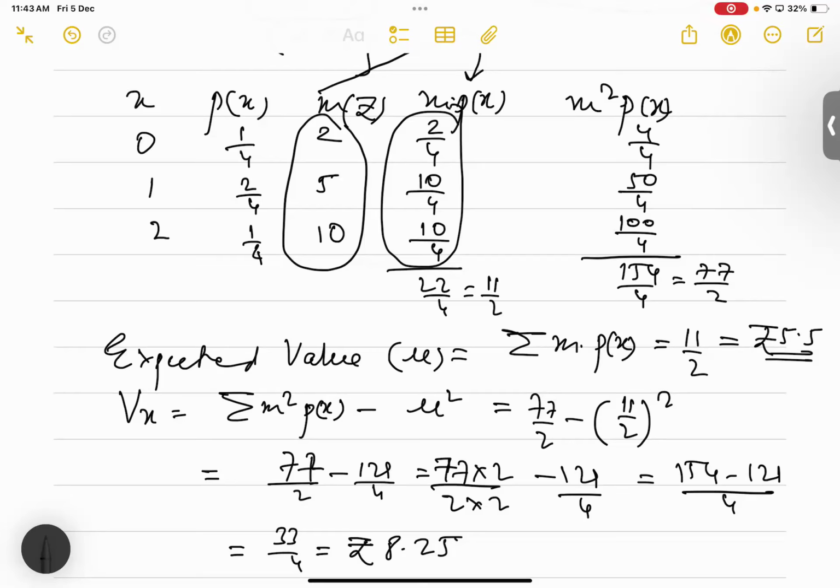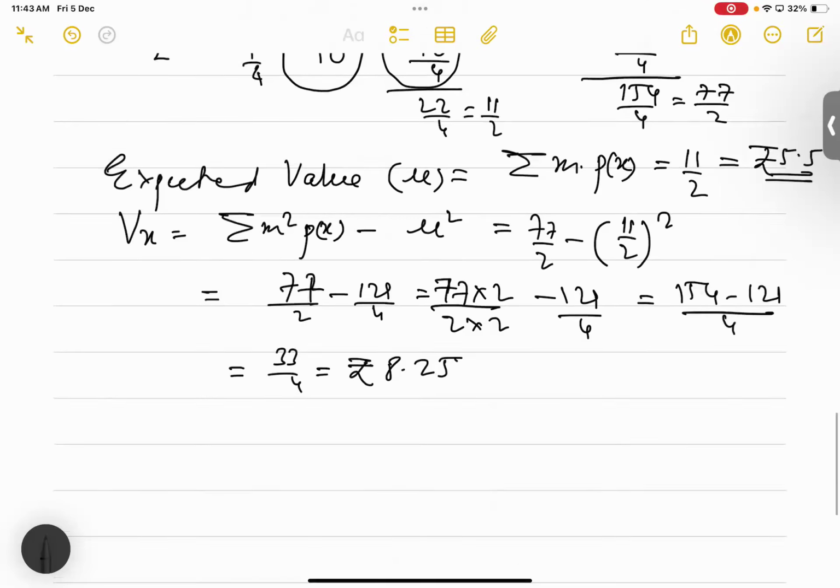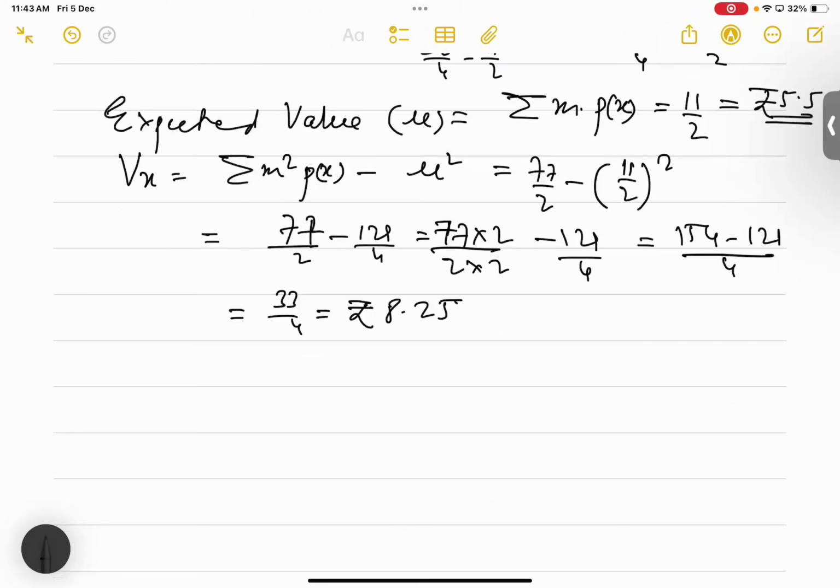Okay, so I hope everybody has understood this particular question. Let's go to question number 12 on page number 156. We have done question number 11 from page number 156. Now question number 12, page 156, question number 12.